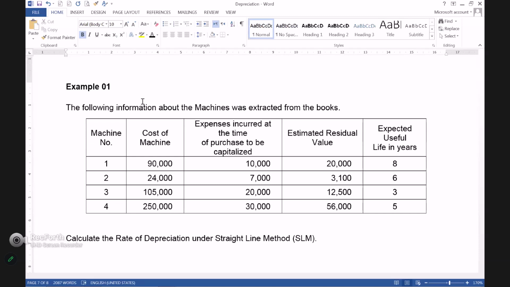So I will give 5 minutes. You can calculate the depreciation now. Easily you can understand this question, and first you have to calculate the depreciation. I will call one person randomly. You can show your answers or text your answers.